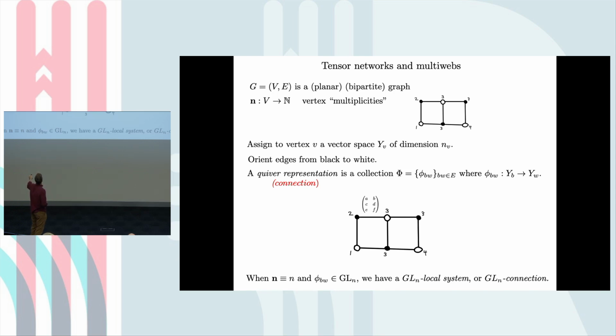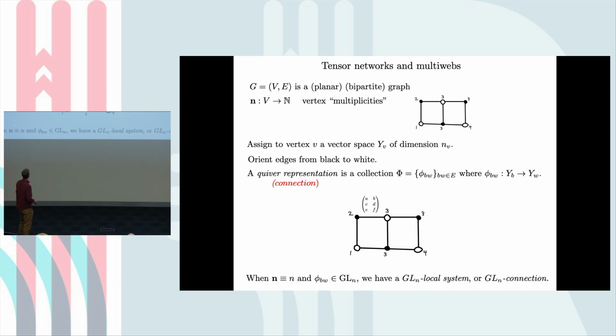And now the edges are going to be naturally oriented from the black vertex to the white vertex. And on each edge, I'm going to have a linear map between the corresponding vector spaces. So on an edge from a vertex labeled 2 to a vertex labeled 3, I'm going to have a 3 by 2 linear map from a two-dimensional vector space, R2, to R3, which I can present as a matrix here. That's called a quiver representation, but for short, let's just think of it as a connection on the graph. Right? So your graph is just a collection of vector spaces and maps between them.